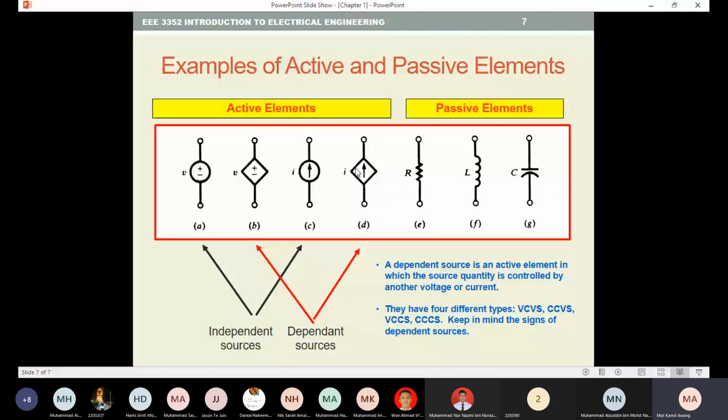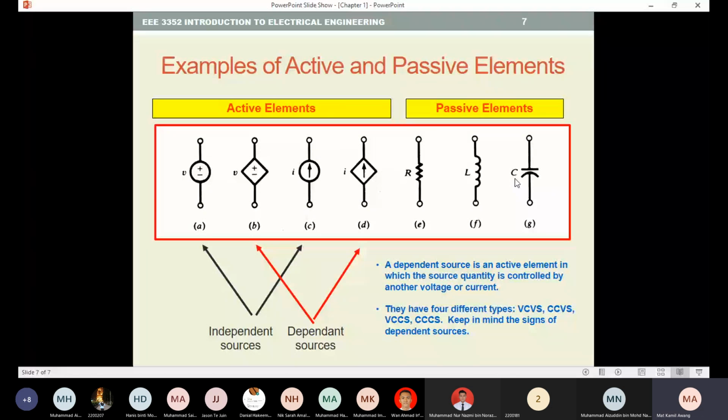this is the dependent current source. This is the symbol of the resistor, wiggly lines, and this is the passive element. The one with the coil and with the symbol L is the inductor, and the last one is a capacitor where you have two parallel lines. Sometimes we draw two parallel lines, sometimes we draw one parallel line and one curved line. So this is a capacitor, it's the same thing.